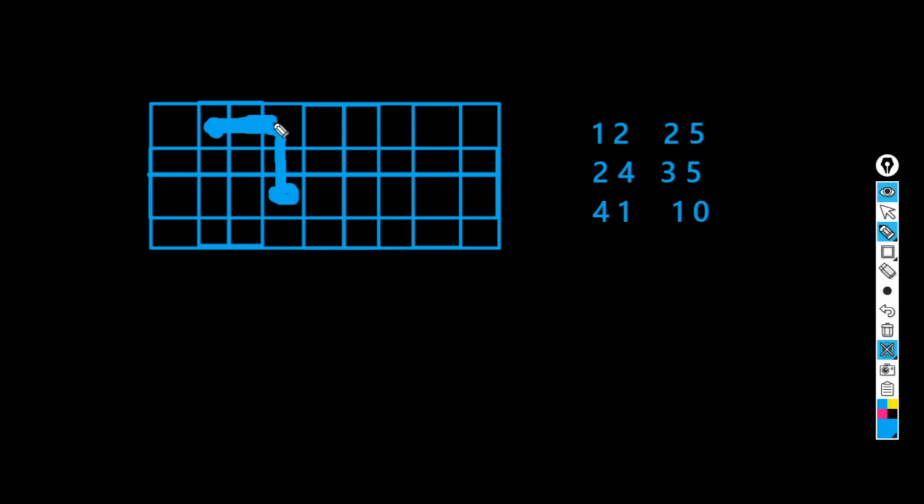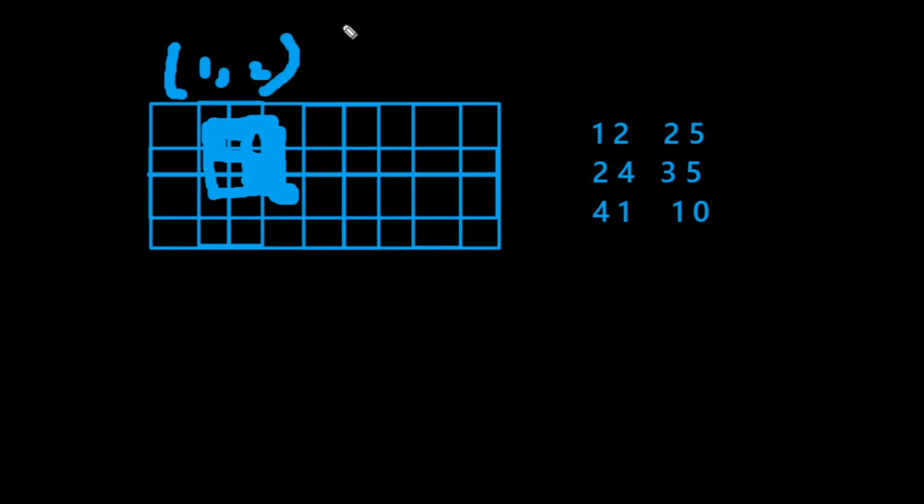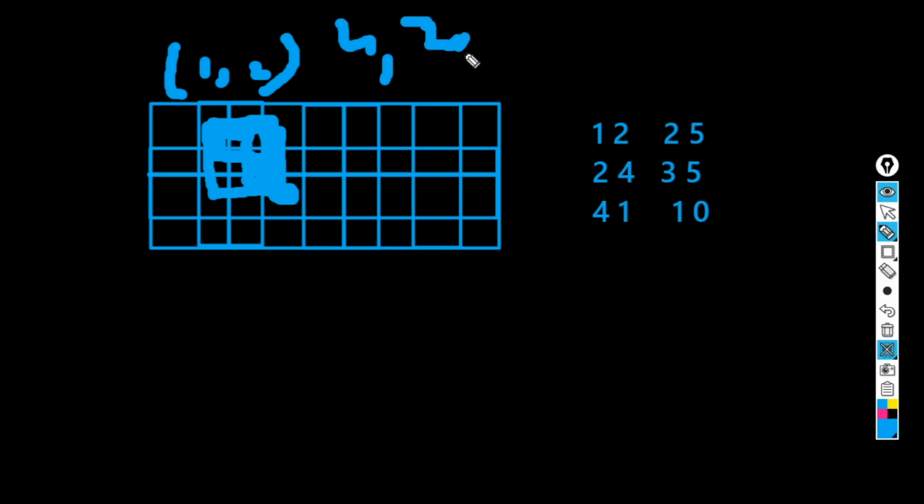The condition is 1, 2, 3, 4, 5. It becomes 5, and the points are 1, 2 and for this one it is 4 comma 4.